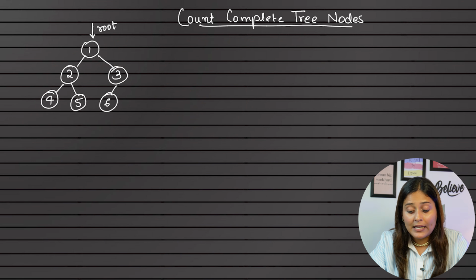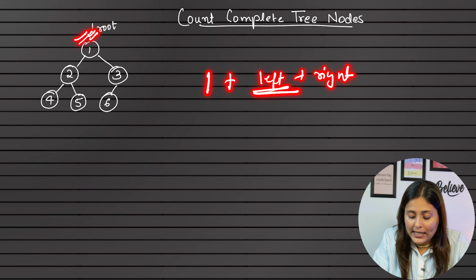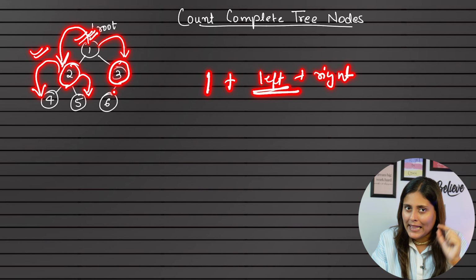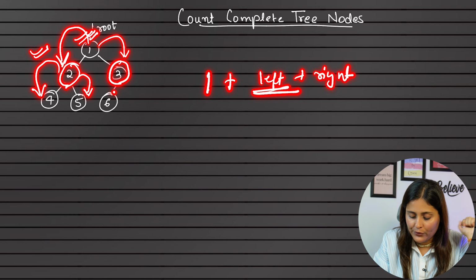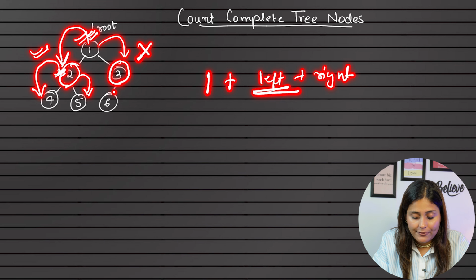Now, from DFS, how can we do it? If we are at the root, definitely we say 1 plus left count plus right count, remember? For this left count, I'll call the recursive function with root dot left this time, and similarly root dot right the next time. So first you will go from 1 to 2, because the left call gets called first. 3 will be waiting, the right call will be waiting. Now from 2 again the left call means 4.